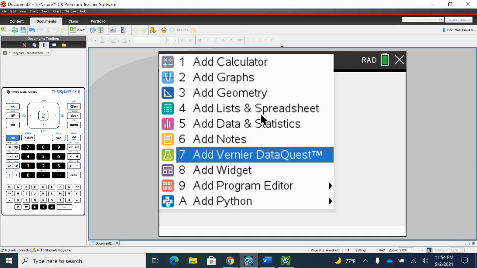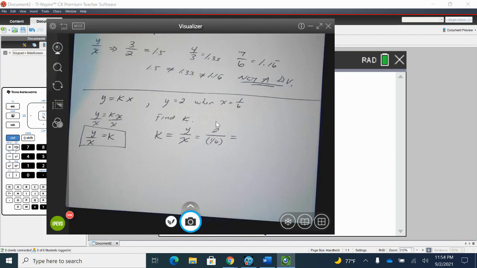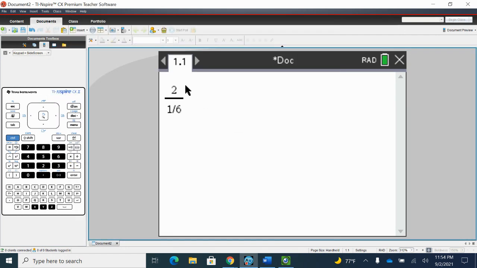Pulling up my calculator. We have a fraction, so I'm going to enter the fraction icon here. And it was 2 divided by 1/6. And notice how this looks like it does on my paper, as you can see. So make sure the way it looks on your calculator is how it looks on your paper. You hit enter. There it is. 2 divided by 1/6, I get 12. So my constant of variation is 12.